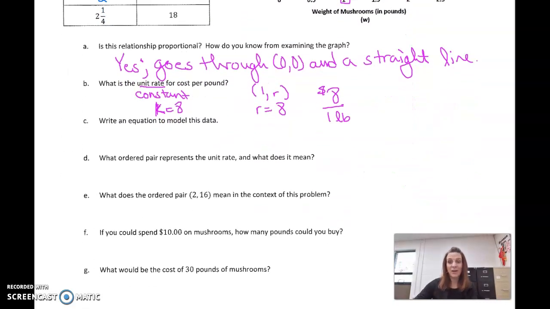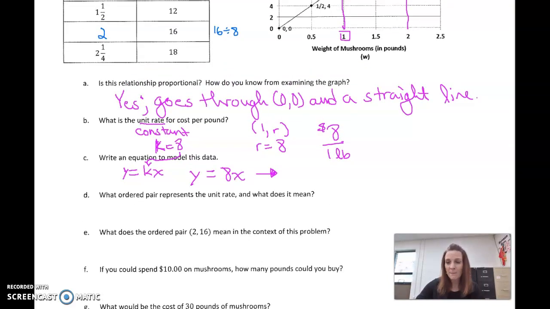Write an equation. Okay, we've got to start being able to write these equations. So we have this form, y equals whatever k is times x. So you just take this and drop it in, and you get y equals 8x. Totally good to leave it like that, but as I've told you in the past, it's a lot easier to make the variables make a little more sense.